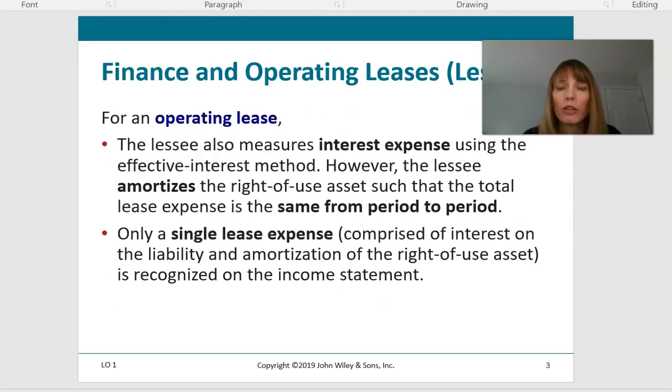Here's an overview of the accounting for an operating lease. The lessee also measures interest expense. However, they don't report interest expense on the income statement. They measure interest expense, and that's going to affect the value of the lease liability. But the actual expense that is reported on the income statement is called lease expense, and lease expense is going to be the same each period.